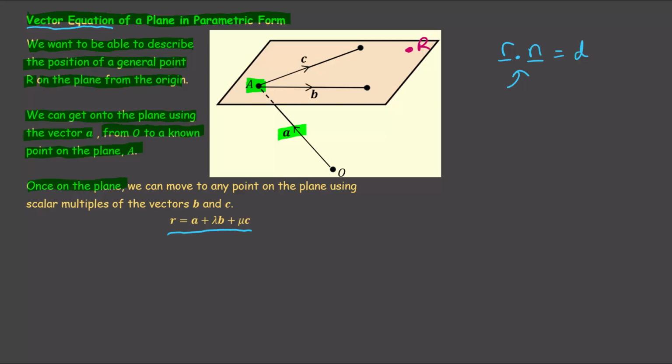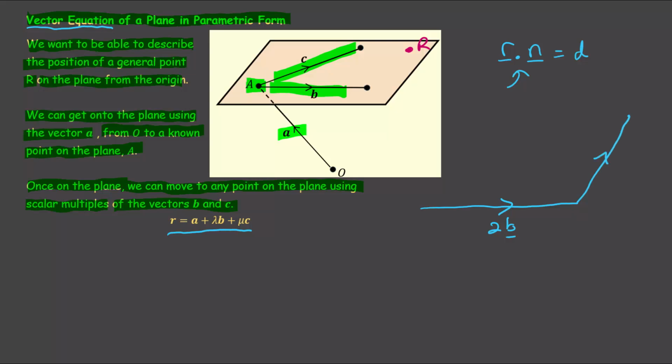Once we're on the plane, we can move to any point on the plane using scalar multiples of the vectors B and C. We can see that B and C are vectors in the plane. And as long as those vectors are not parallel, then we can move to any point on the plane, for example, by doing 2B plus 1C would take us to this point from A. And clearly we can change the 2 and we can change the 1 in front of the C.